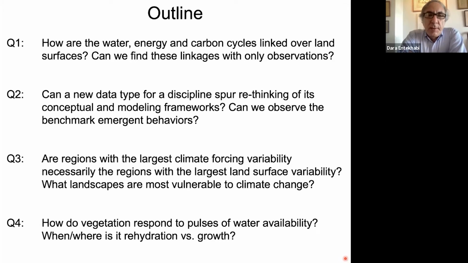The second question is that I'm going to be talking about a new data set from a satellite mission, which measures the state variable of land surface hydrology, namely soil moisture, which we hadn't had before. And the question is, if you bring a new data type, not just more data, but a new data type to a discipline, can it and should it and how can it spur rethinking of our conceptual frameworks?